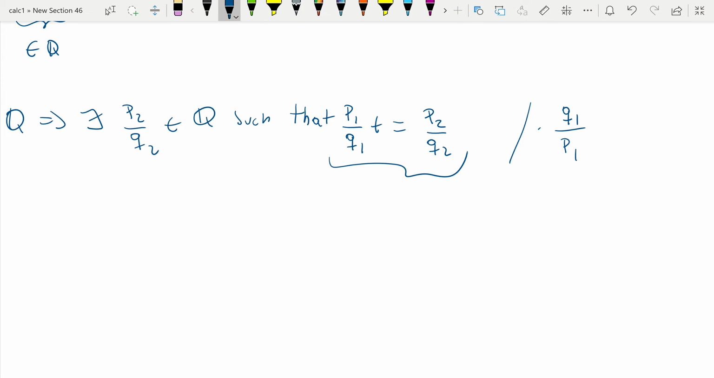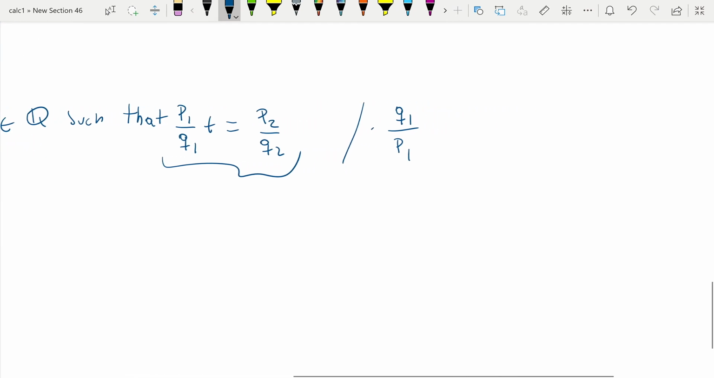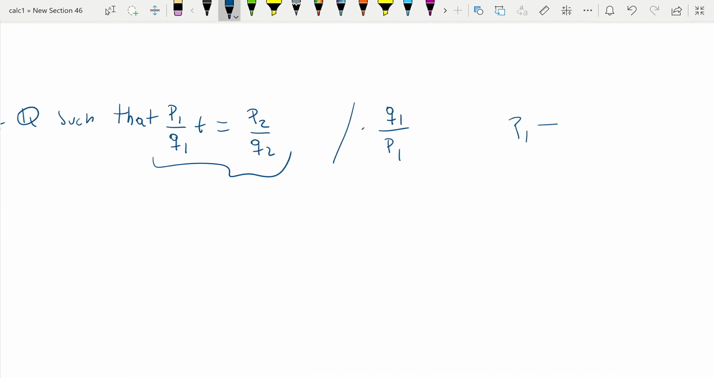For this to be defined, P1 must be not equal to what? Cannot be equal to 0. Oh, so that's a problem. Except that it's not a problem because we're assuming that A, the rational number, is not equal to 0.